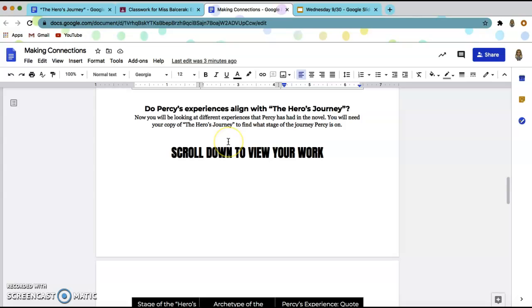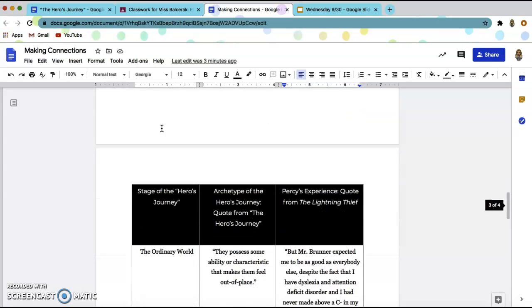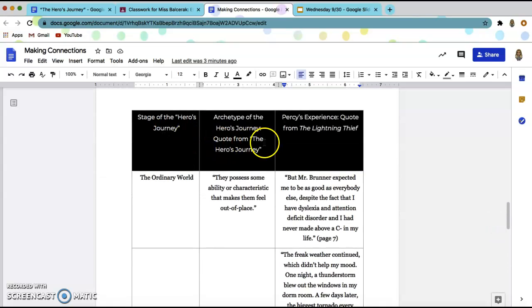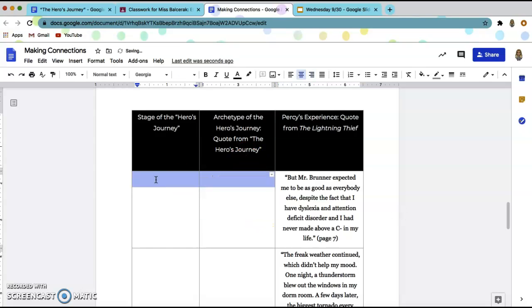And then you're going to figure out if Percy's experience aligns with the hero's journey, or if they kind of match up. It says, now you will be looking at different experiences that Percy has had in the novel. You will need your copy of the hero's journey to find out what stage of the journey Percy is on. So you'll scroll down to this second chart, and it looks a little different than your first one. In this second chart, it gives you Percy's experience and the archetype of the hero's journey. So when you get your copy, those two boxes will not be filled out.